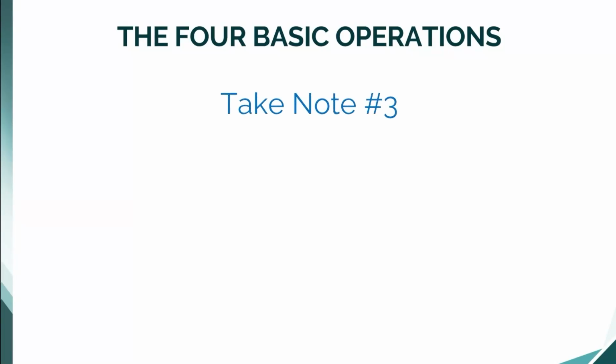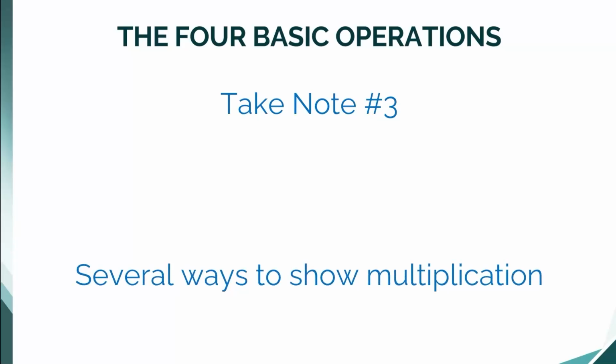Okay, take note number 3. There's several ways to show multiplication. Again, this is not about the vocabulary word. It's actually the way the equation looks, the way the math looks. Take, for example, we could have this x. See this x here? That, of course, means 2 times 3. But again, that's not the only way.